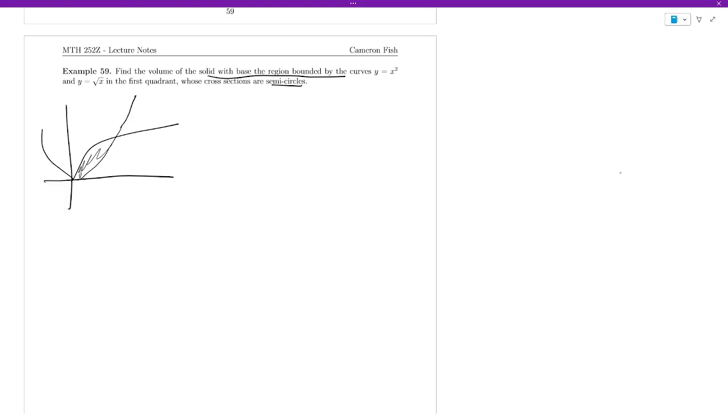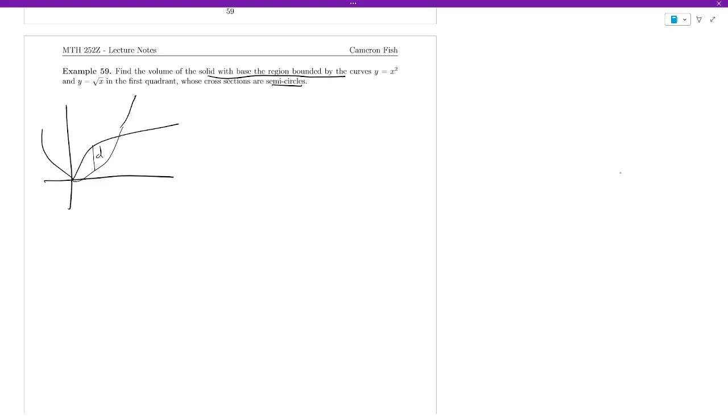So again, with all these problems, I'm going to draw a single vertical segment just to help you think about it. So here's a vertical segment. That's supposed to be the base of one of my semicircles. What I like to do is label this. I'm going to call it D for diameter.